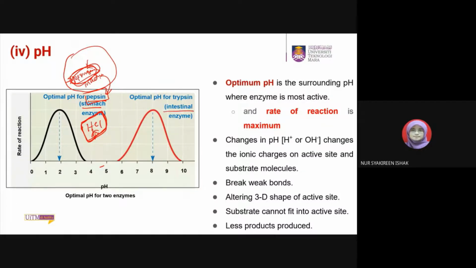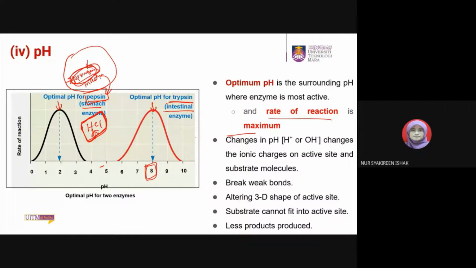As your food enters the intestine, the pH of the enzymes that work there will be different. It will be more alkaline, around 8 to 9. The optimal pH of trypsin, for example, which is an enzyme in the intestine, is 8. The optimum pH is the surrounding pH where the enzyme is most active and the rate of reaction is maximum.